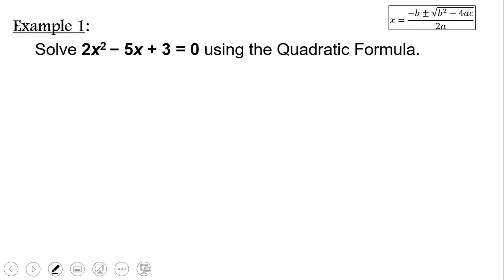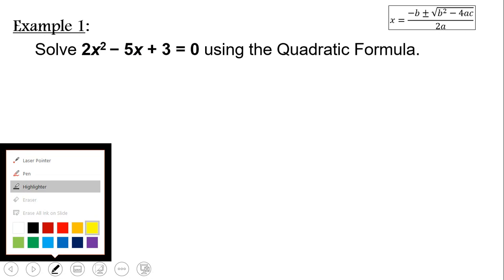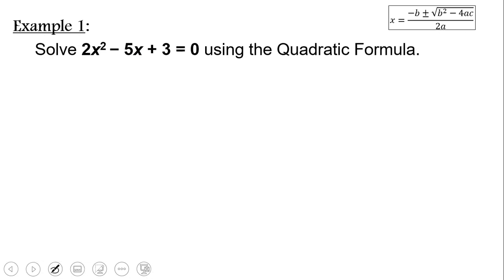Let's look at an example now. When we're dealing with the quadratic formula, which we see up here, we want to identify what our a, b, and c terms are. So here's a, here's b, here's c. So a is equal to 2, b is equal to negative 5, and c is equal to 3. So we're just going to plug into our formula now.